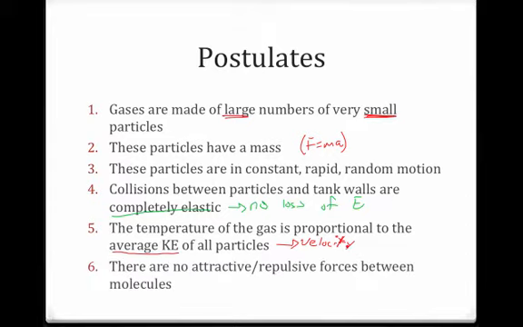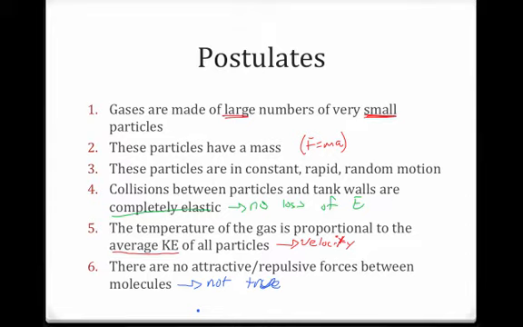Last but not least, our sixth postulate is that there are no attractive or repulsive forces between molecules. Now I'm going to start out by saying that this is not true. There definitely are attractive forces and repulsive forces between molecules. But these attractive and repulsive forces are very, very weak. To make the mathematics with kinetic molecular theory much simpler, we can ignore these attractive and repulsive forces and we get answers that are pretty reasonable even if they're not exact.